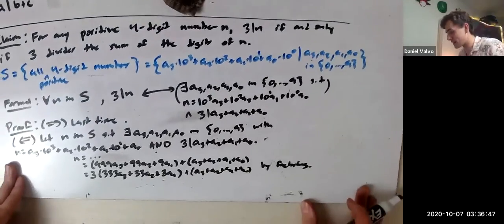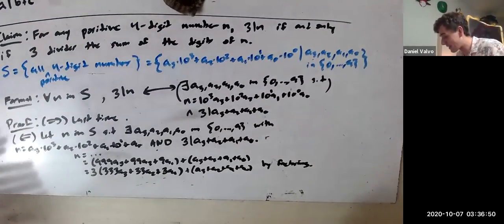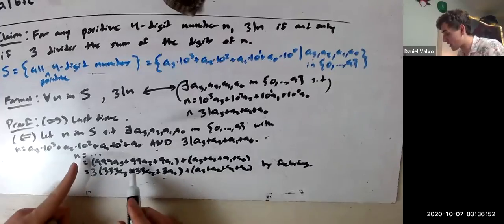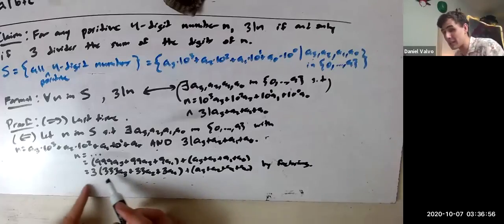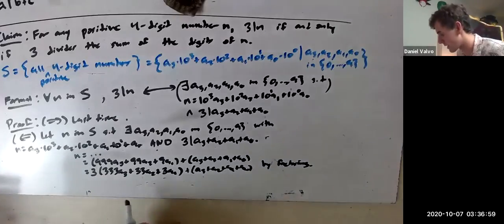That's the brilliant part here, right? The brilliant part is we rewrote it in this way as something plus the sum of the digits, and that something happens to be divisible by 3. So that's why all this works.